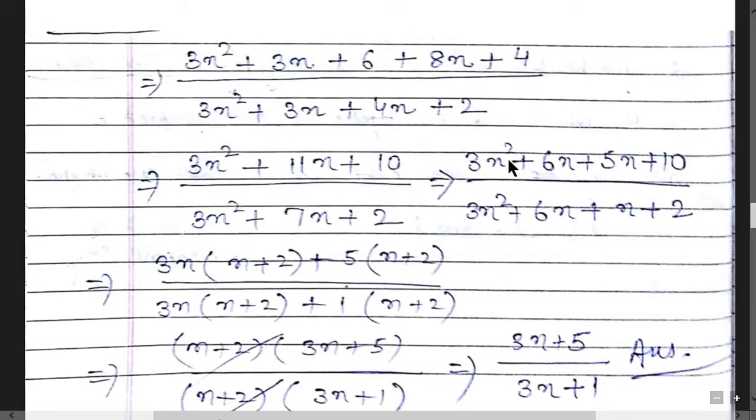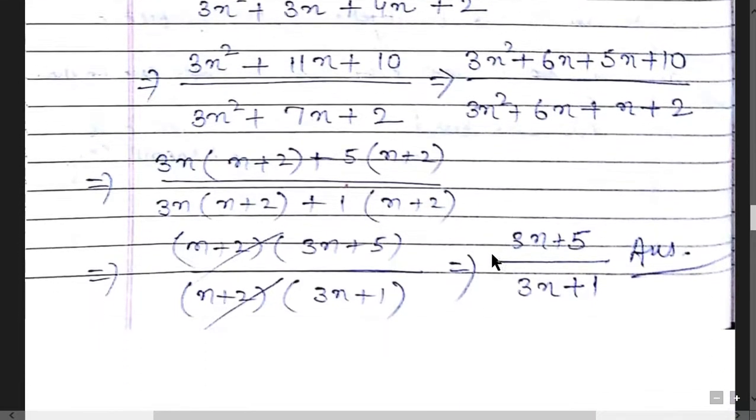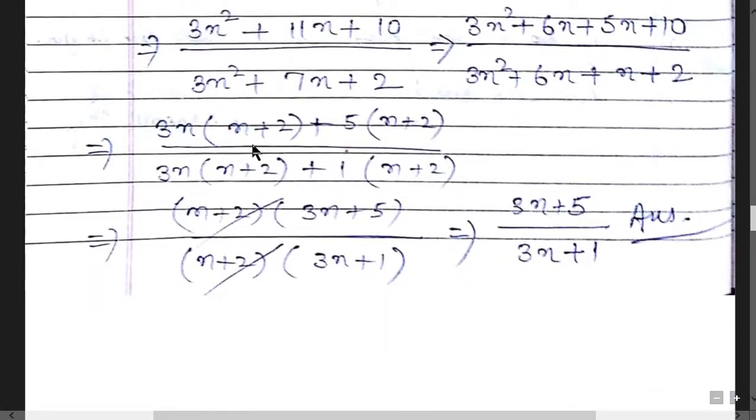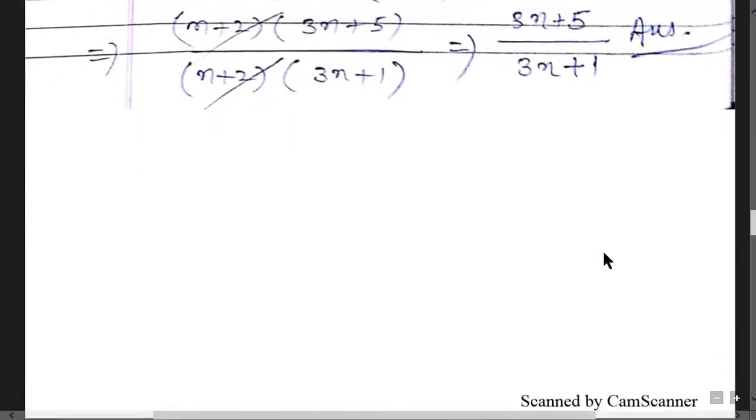Now factorize these equations. 3n square plus 6n plus 5n plus 10. Factorization is simple. 6 into 5, 30. Then 3 into 10, 30. And 6 into 1, 6 plus 1, 7. 3 into 2, 6. n plus 2 is common, and the 3n plus 5. Then here n plus 2 and 3n plus 1. Clearly the answer is 3n plus 1 into 3n plus 5 divided by 3n plus 1.